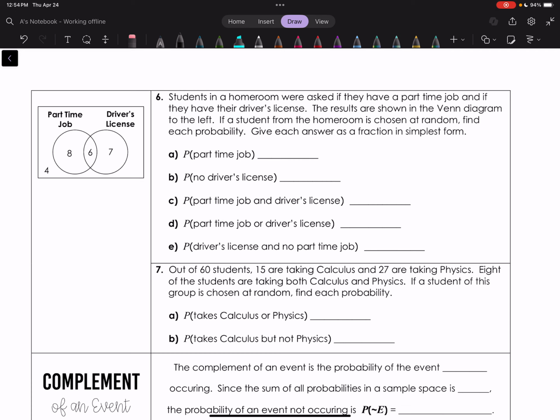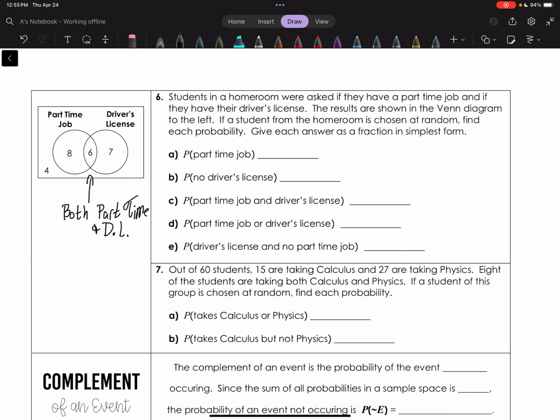All right, students are asked if they have a part-time job and if they have a driver's license. The information on the left is a Venn diagram based on this information. I'm going to be looking for each fraction in simplest form. So for part A, I'm asked which ones have a part-time job. In the middle, this 6 would be they have both part-time jobs and driver's license. They're included in both groups.